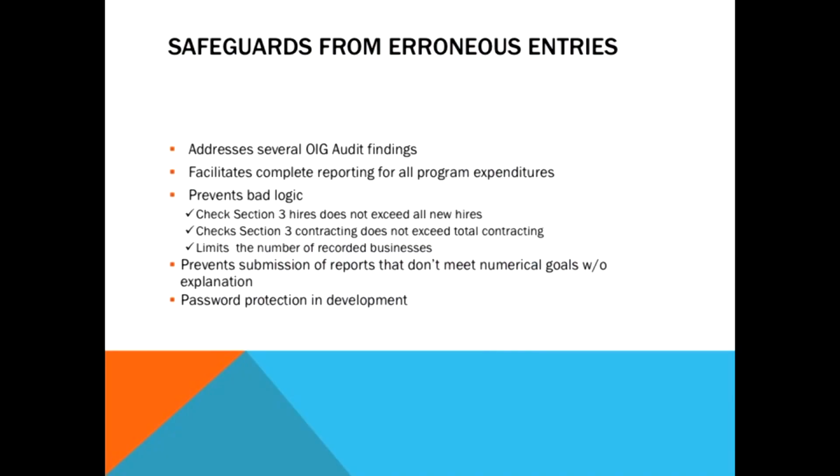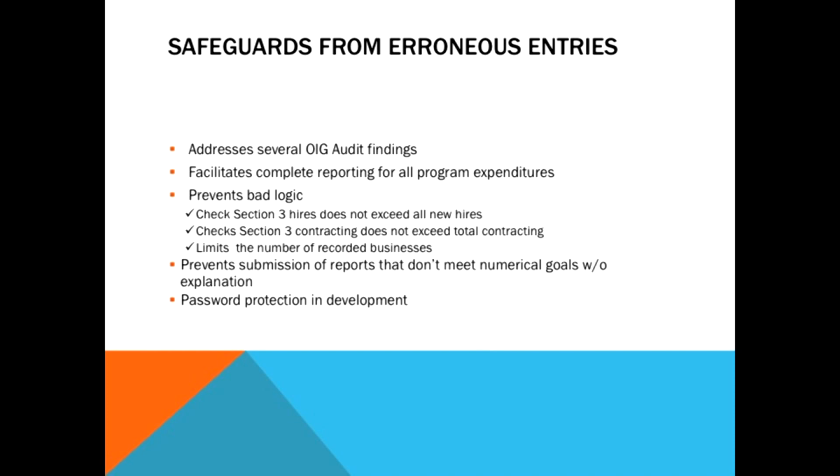To recap, these measures serve to prevent erroneous entries by facilitating complete reporting for all program expenditures, checking that Section 3 hires remain a subset of all new hires, checking that Section 3 contracting is less than or equal to the total contracting, limiting the number of Section 3 businesses, and preventing submission of reports that do not meet Section 3 employment or contracting numerical goals without an explanation. Future enhancements will include a password protection feature.